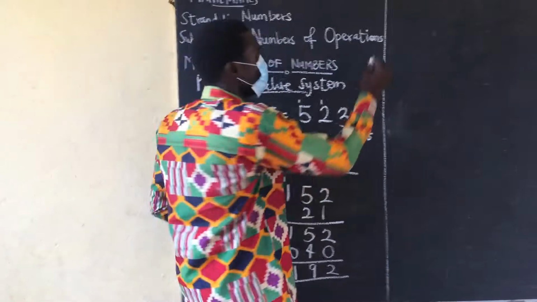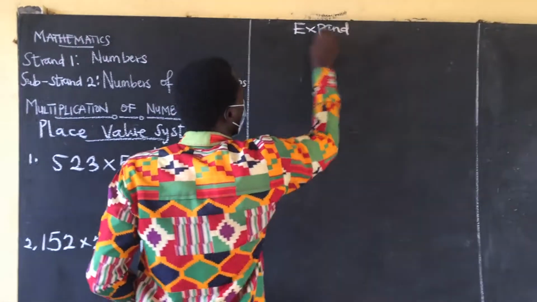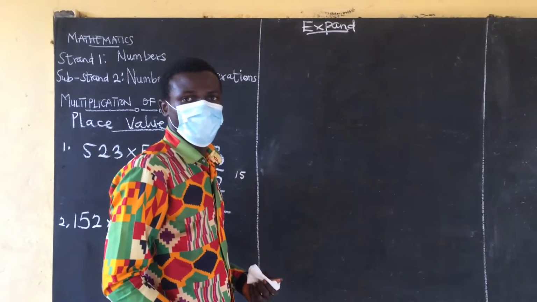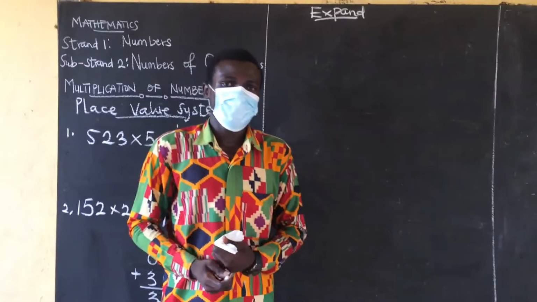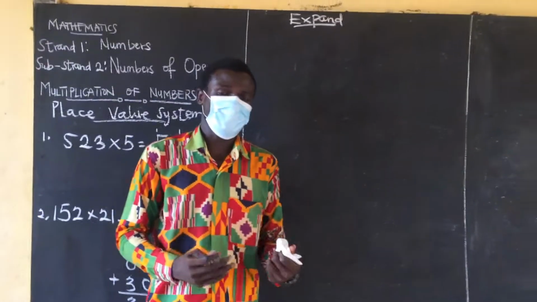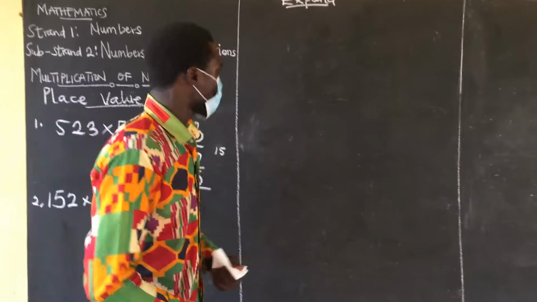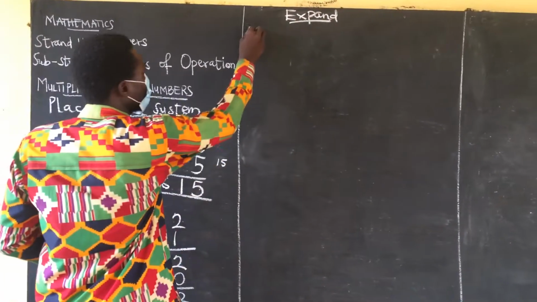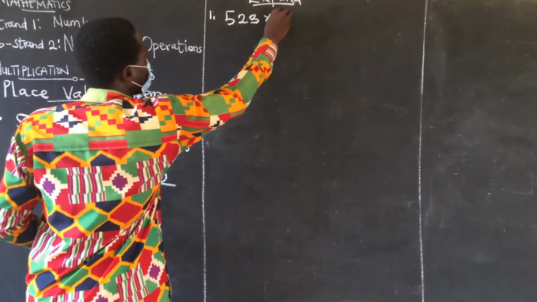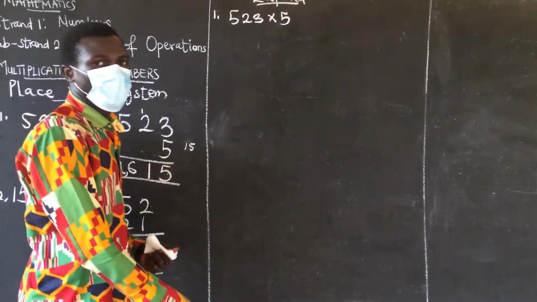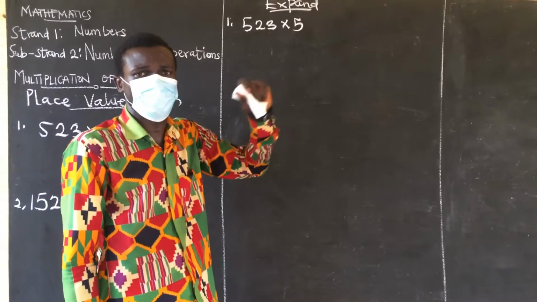Let's look at the second method. The second method is known as the expansion method or the partitioning method. When we say expand, we know what expand is. So you just expand, then you multiply your numbers. So let me say I want to multiply 523 times 5. I'm to use the expansion method or the partitioning method.